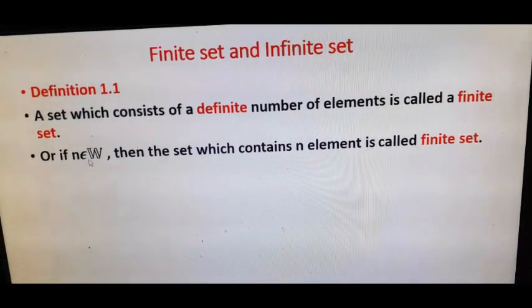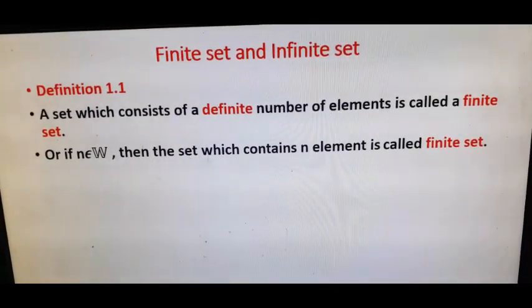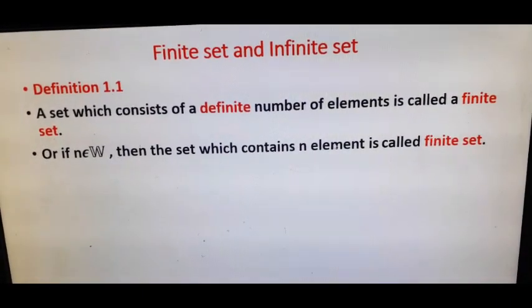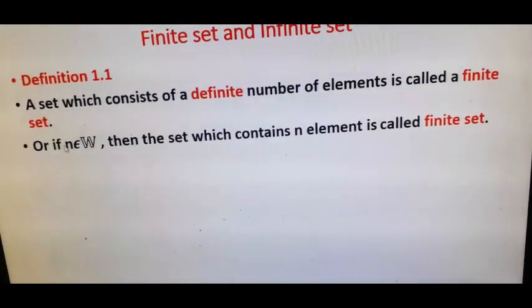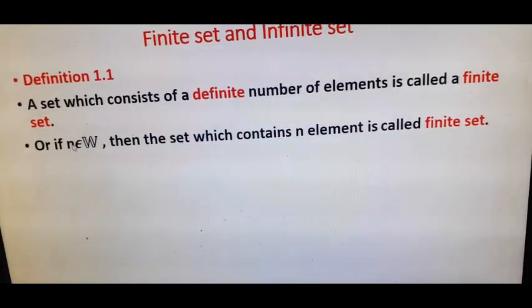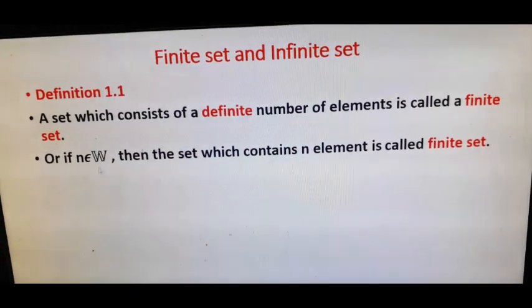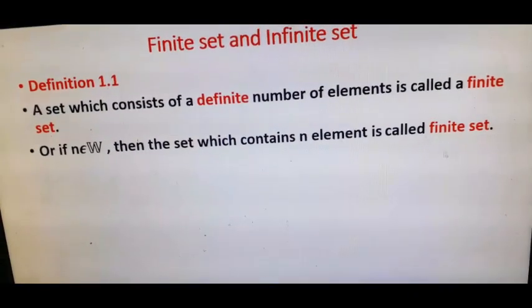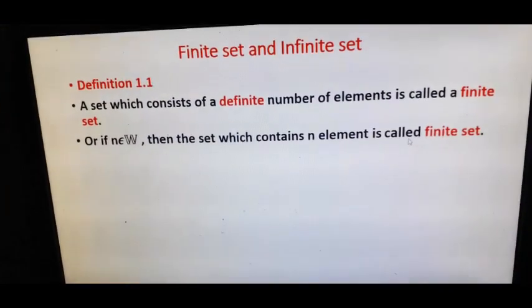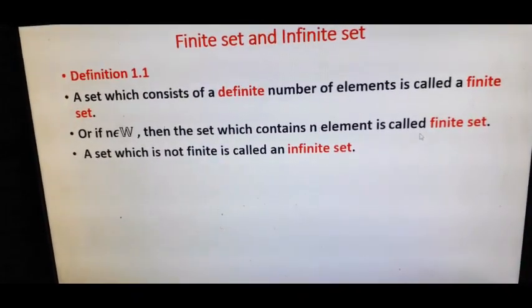So if n is an element of whole number, then the set which contains n elements is called a finite set. It may contain no element as well, because the number of elements of the empty set is 0. A set which is not finite is called infinite.